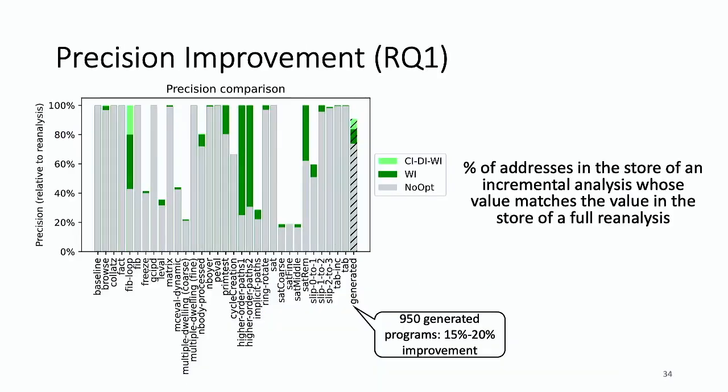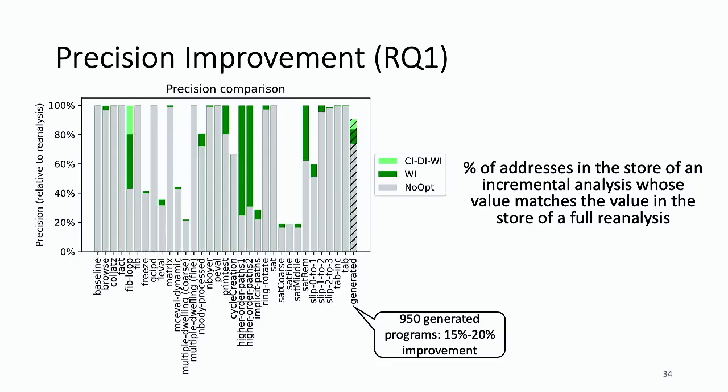So to evaluate the precision, we look at the percentages of the addresses in the value store of an incremental analysis after its update that actually match the values in the store of a full reanalysis. So that's when they're fully precise. And we plotted this for all curated benchmarks, and of course we used the geometric mean here on the right for the generated benchmarks. And we see actually that for some benchmarks, write invalidation significantly improves the precision of the store, although it's not fully precise yet for all benchmarks.